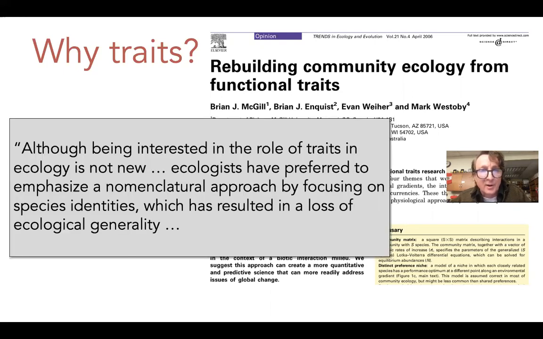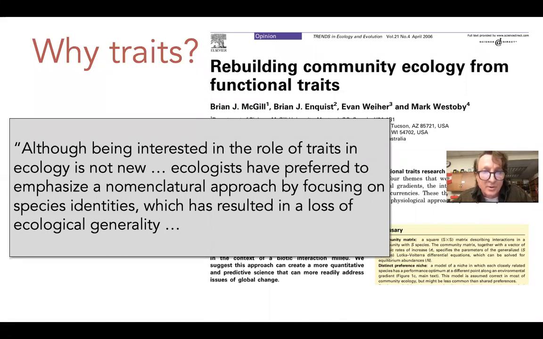If I want to pull out a quote or two from that paper, we say that although being interested in the role of traits in ecology is not new, and trait-based ecology isn't new, you can go back to Humboldt and Darwin, and people have been measuring traits for a very long time, what seems to be new now is that there is a new need for traits. The need for traits has to do with this urgency to generate generalities and predictions.